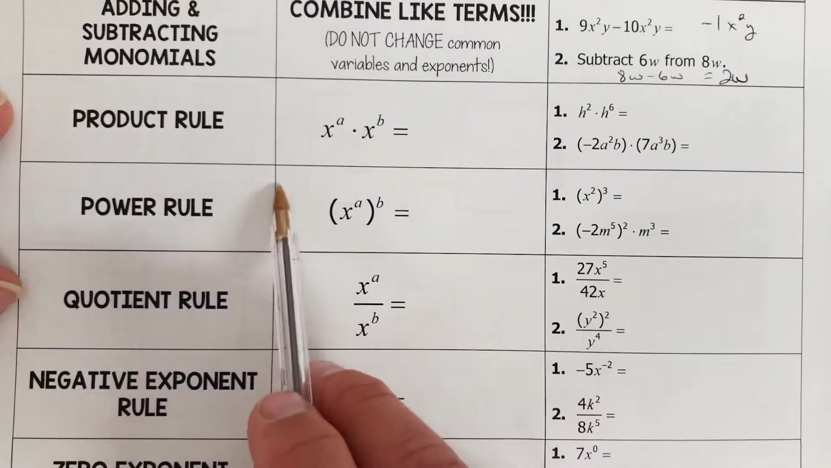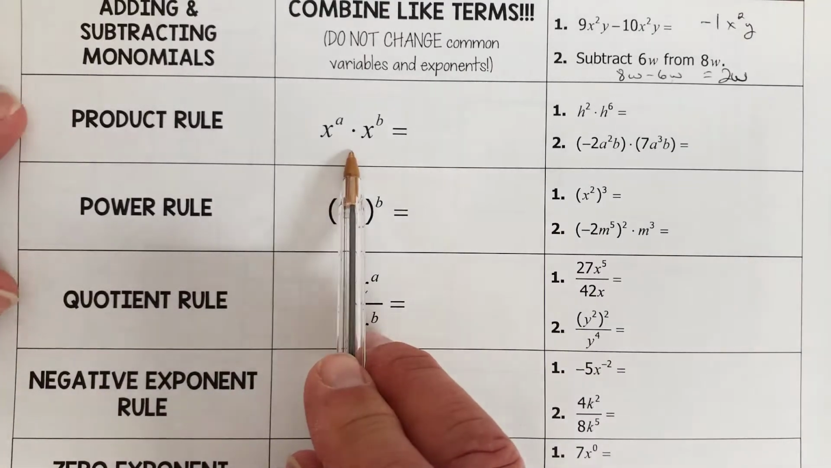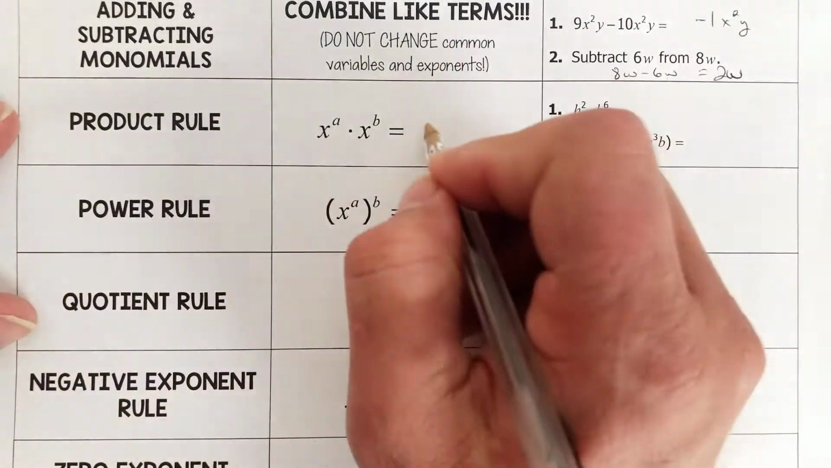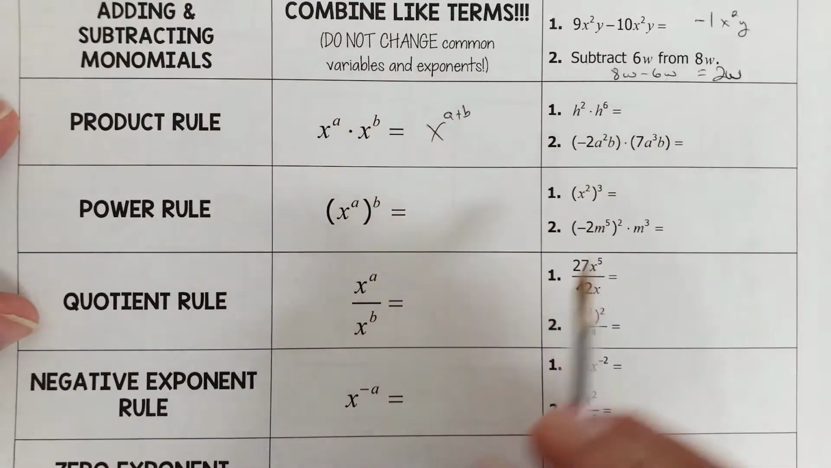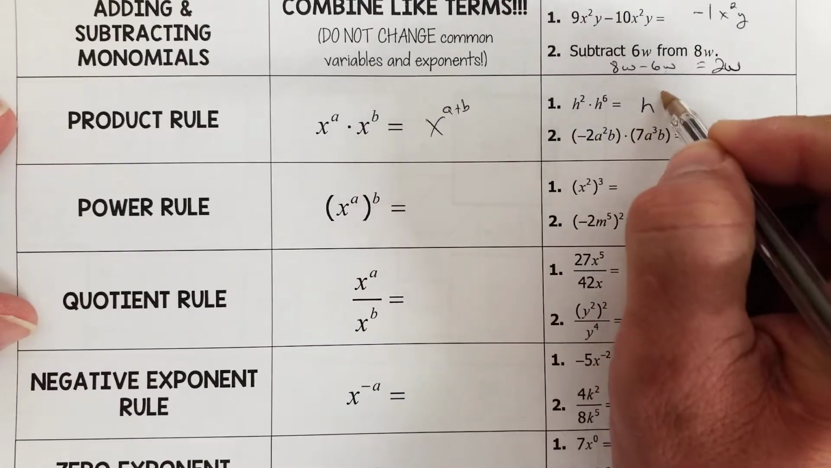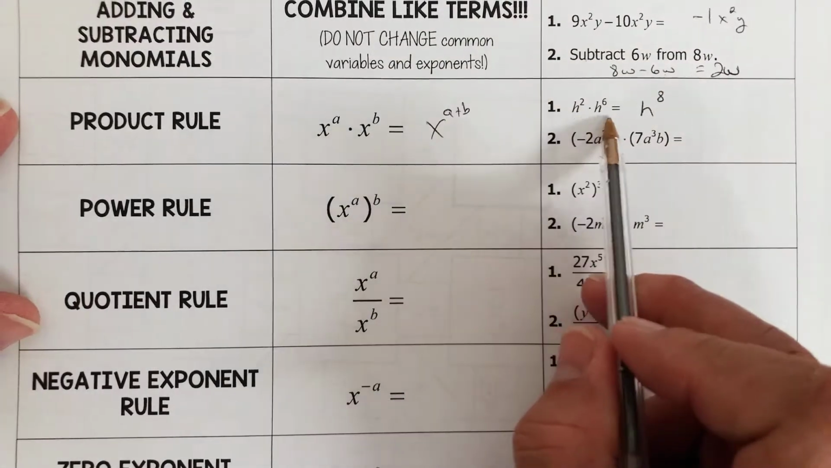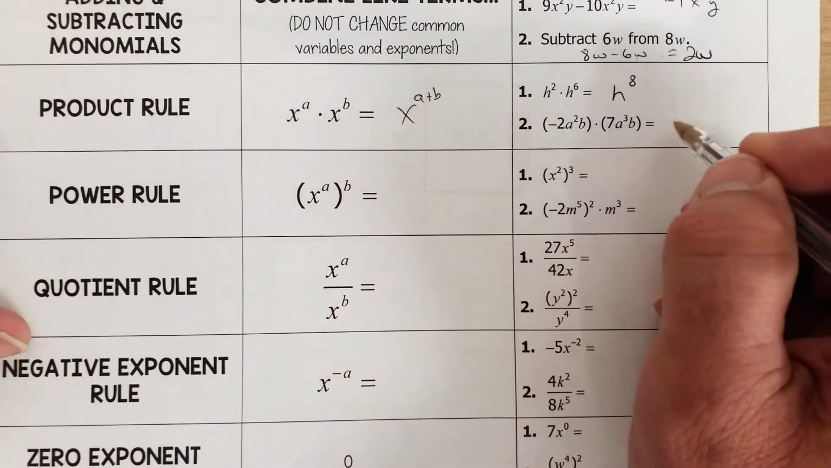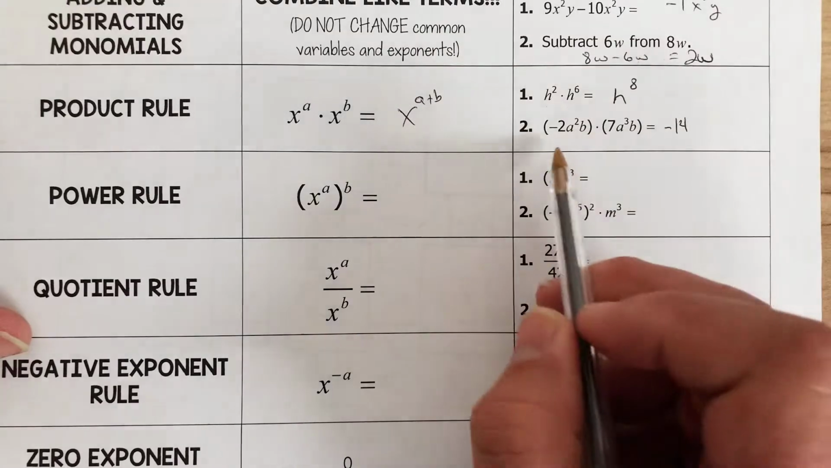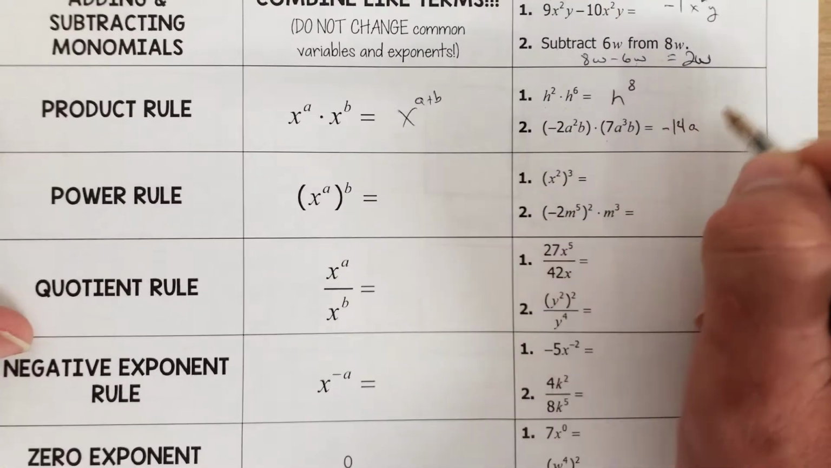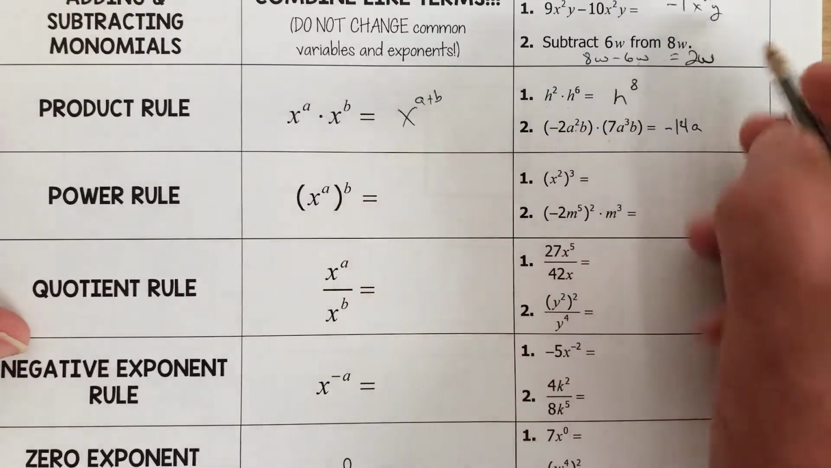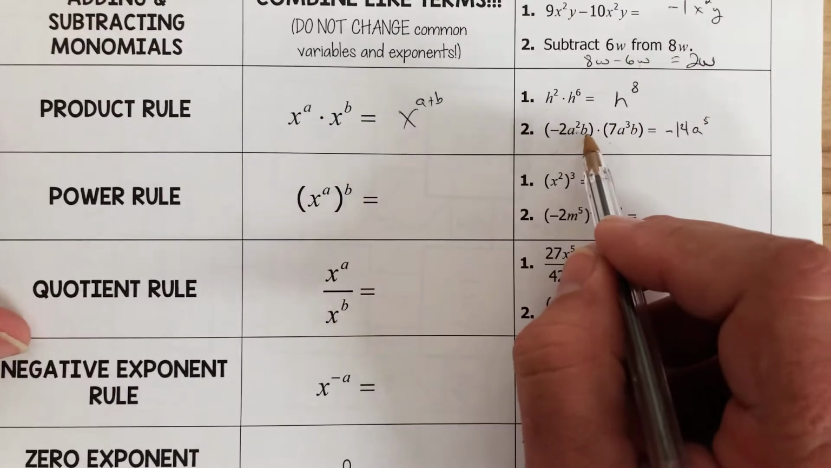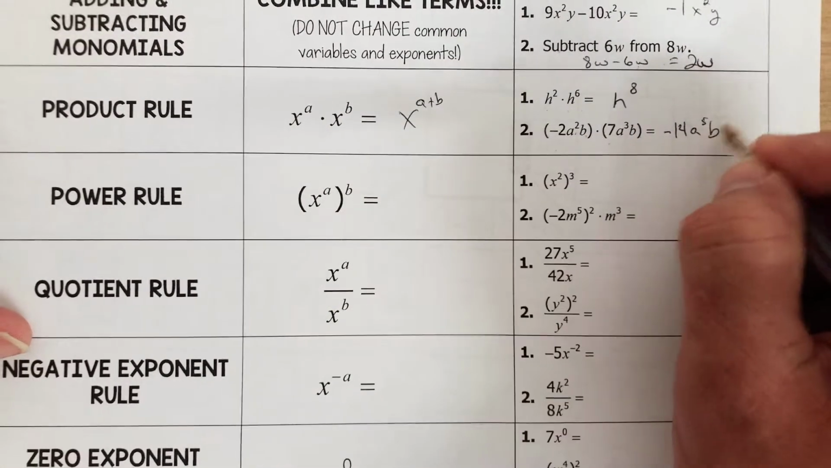The product rule. Product rule says when you're multiplying, you add the two exponents. So h squared times h to the 6th would be h to the 8th. If we have coefficients, it's a multiplication problem, so we multiply the coefficients. We keep the variables and we add the exponents. 2 plus 3 make 5. B to the first and B to the first make B to the second.